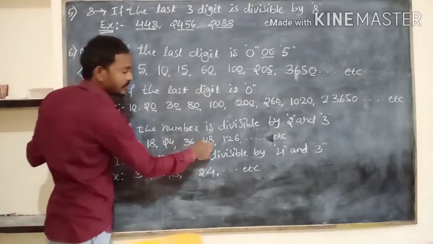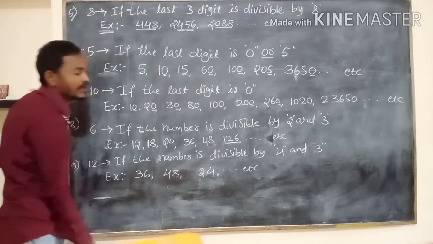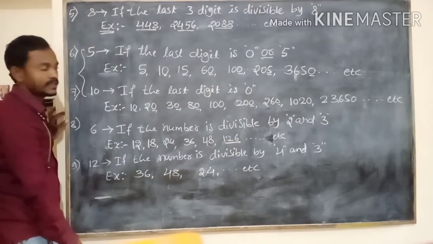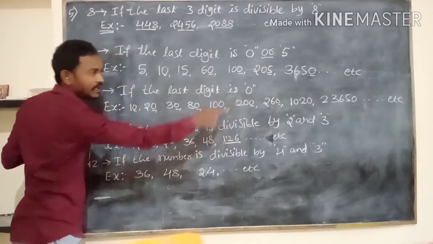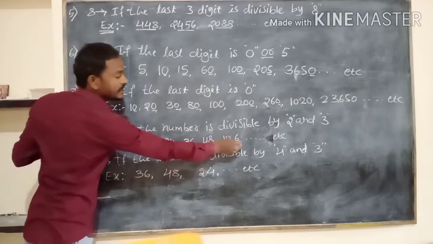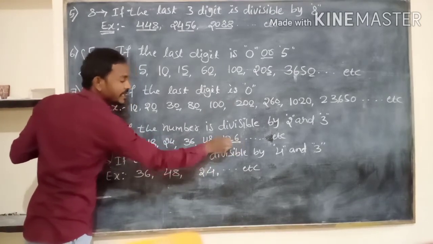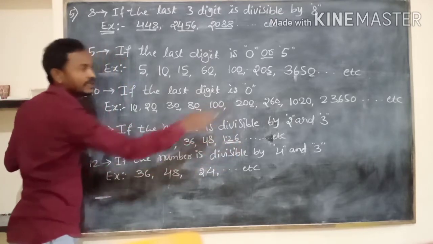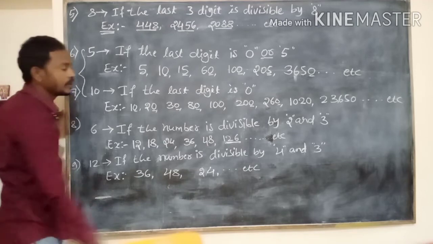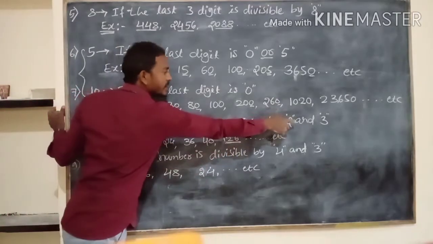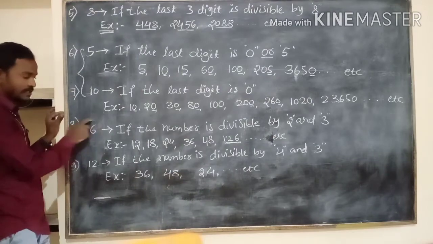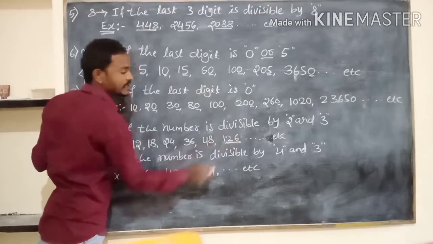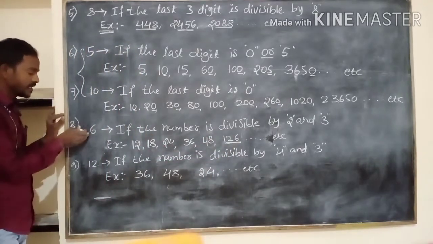Here also 126. 126 is in the table of 2 because in the unit place there is an even number. Then it is in the table of 3 because the sum of the digits of the given number is 1 plus 2 plus 6 is equal to 9, and 9 is in the table of 3. So 126 is completely divisible by 3, and so also it is completely divisible by 6. This is the rule for 6.